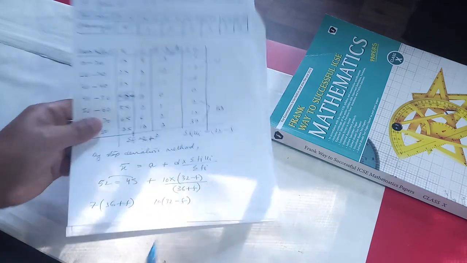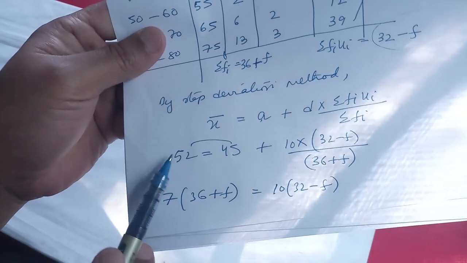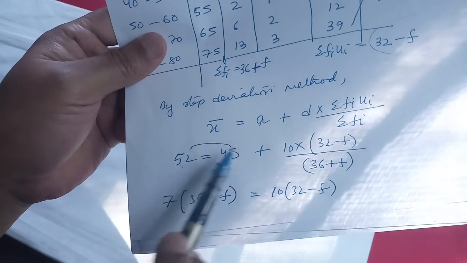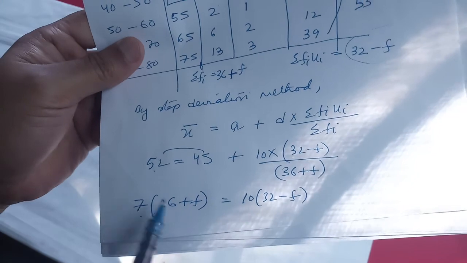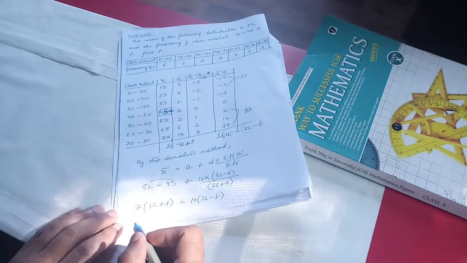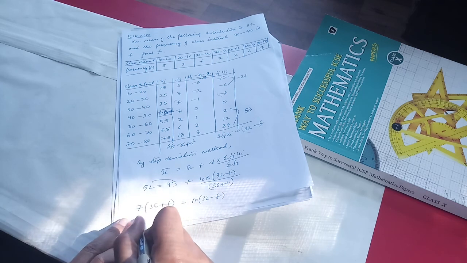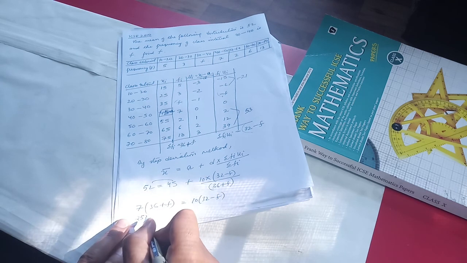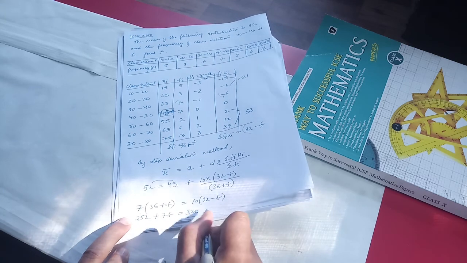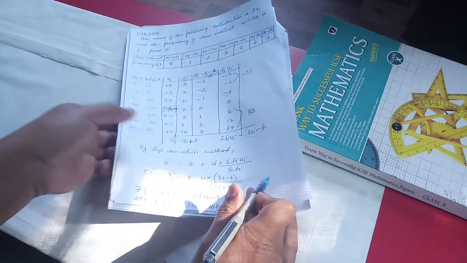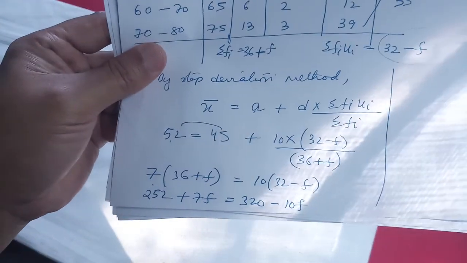So here it is a simple cross multiplication. 7 times 36 plus f, because you got 7 by subtracting this. Okay, now you have to open the bracket. It's very easy. 7 into 36 will be 252, plus 7f, equals 320 minus 10f. Now it is a very simple solution. You just have to transpose.